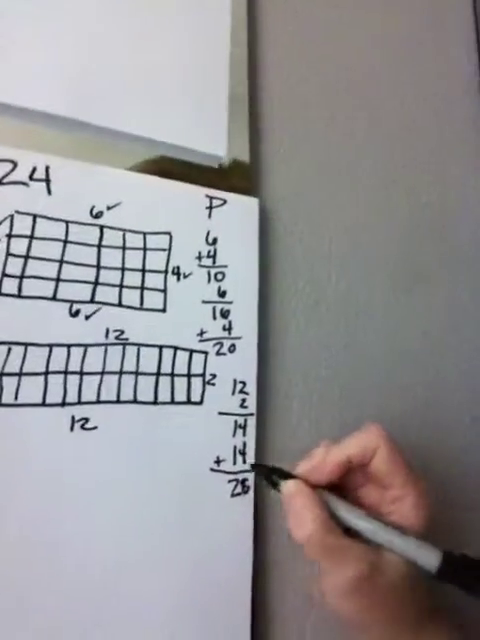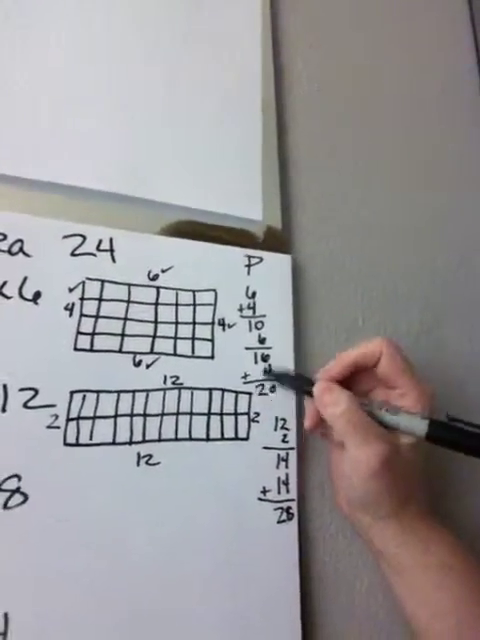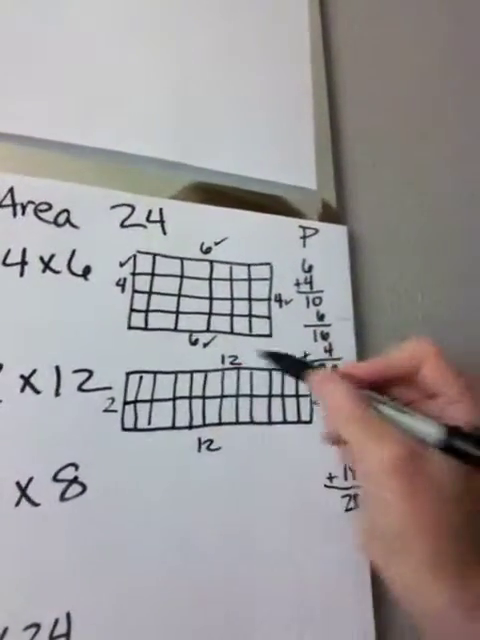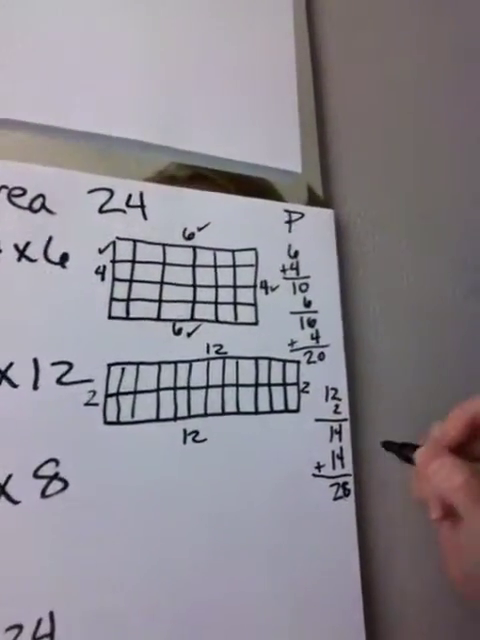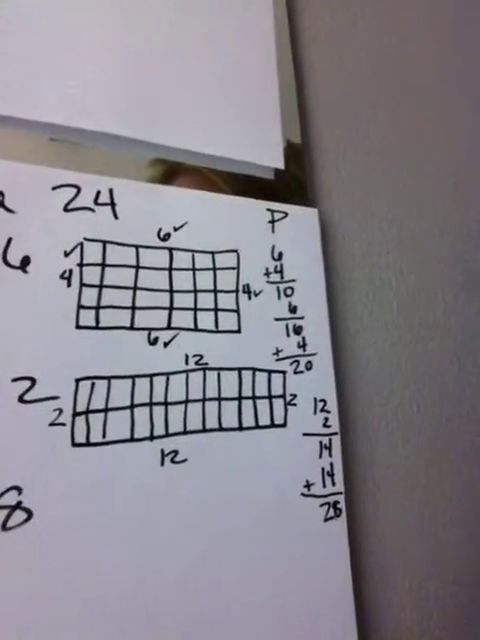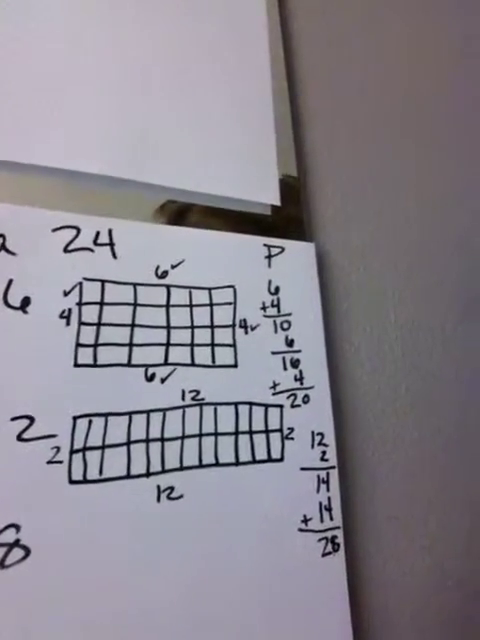28. So we ended up getting a perimeter of 28. So even though both of these rectangles have the exact same area of 24, because their dimensions, meaning their length and their width, have changed, that has caused their perimeters to change. So just because two rectangles have the same area does not mean that they have the same perimeter, okay?